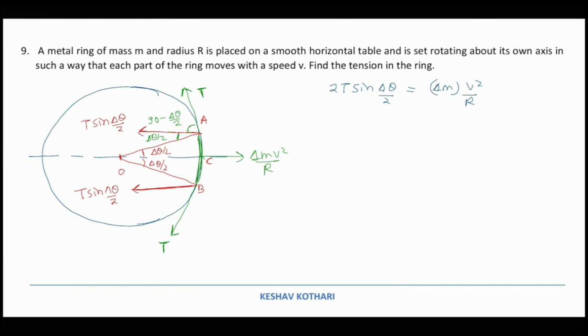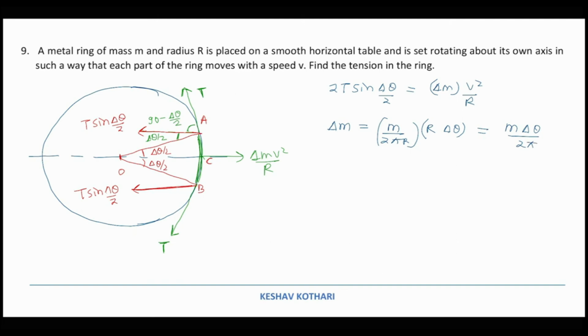Now the next thing is the mass of this segment ACB. Considering mass per unit length, I can write delta m equal to m upon 2 pi r multiplied by the length of the segment, that is r delta theta. The length of the segment is calculated as angle equals arc length upon radius. So delta m is obtained as m delta theta upon 2 pi. This is the value of the mass of the segment ACB.